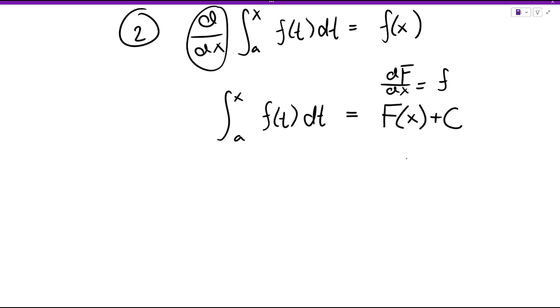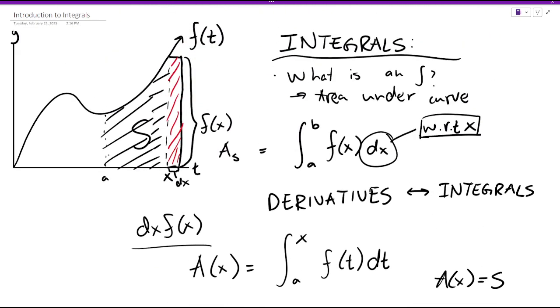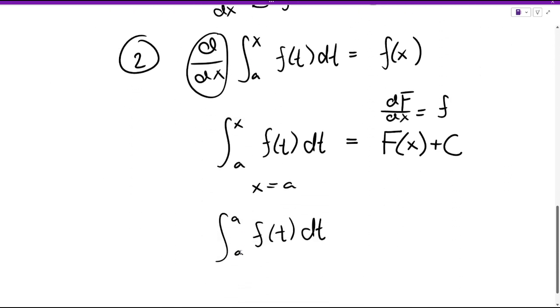But what is c? To figure that out, we can use a clever trick, right? Let's substitute x equals a. So if we substitute x equals a, we get the integral from a to a of f of t dt. Now remember what an integral is. It's the area under a curve, right? And essentially this is saying if you take the area from a to a, what do you get? And the answer is 0 because you haven't actually moved anything, right? There's no area here.